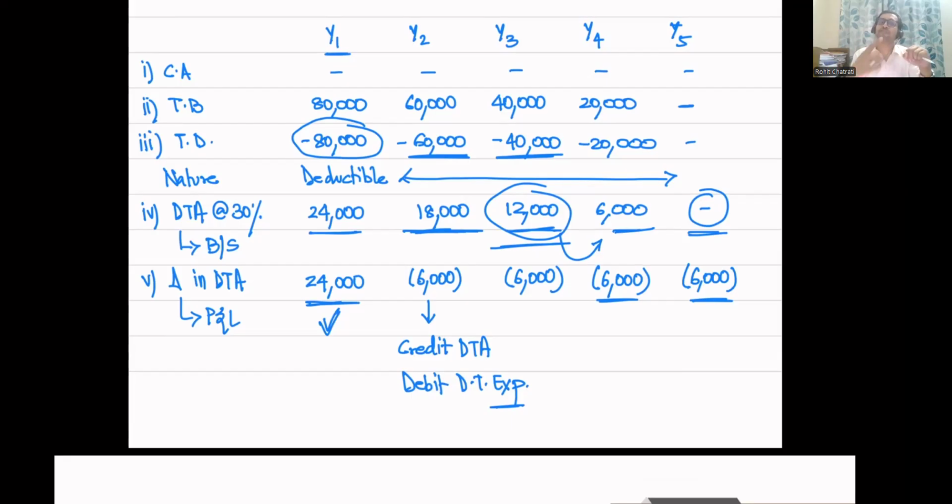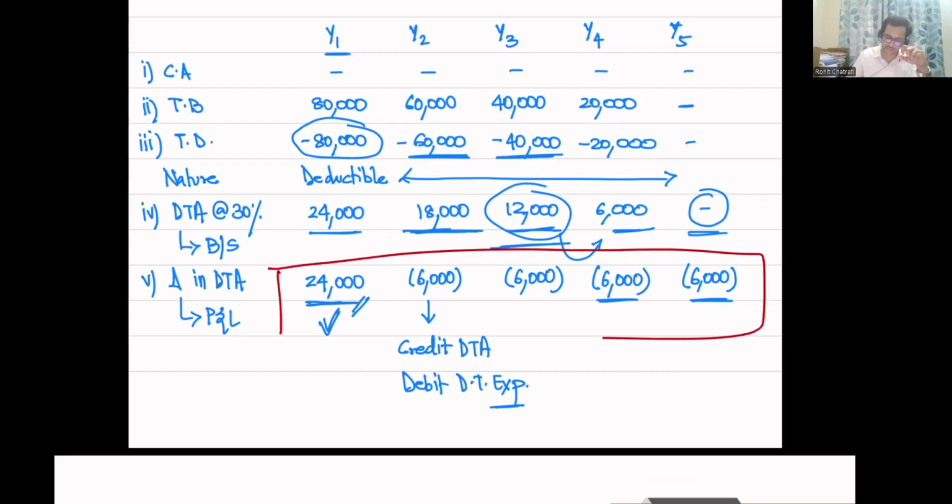Of this 24,000, every year, 6,000 is getting realized, because every year, 20,000 will be allowed as a deduction. When 20,000 is allowed as a deduction, I am reducing my deferred tax asset each year by 6,000 and it's finally going down to zero in year 5. If you notice, the sum total of all of this will be equal to zero. You're recording a credit in the first year with a corresponding debit in the subsequent years. This is how we're going to record a deferred tax in case of preliminary expenses.